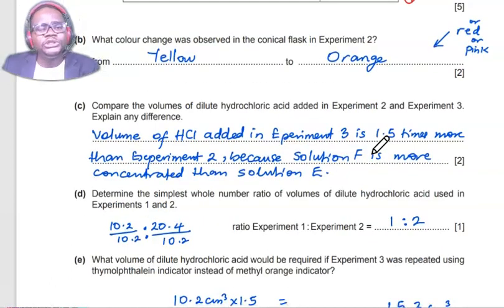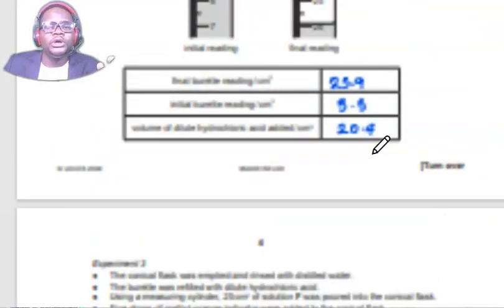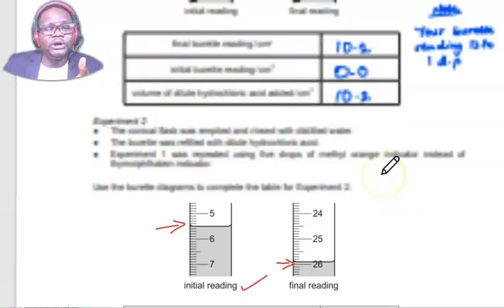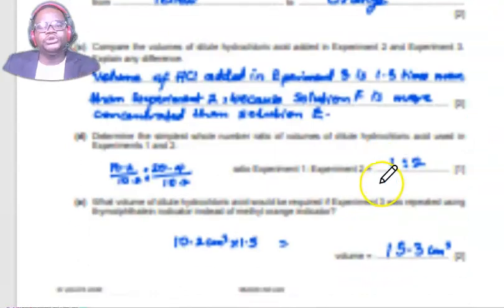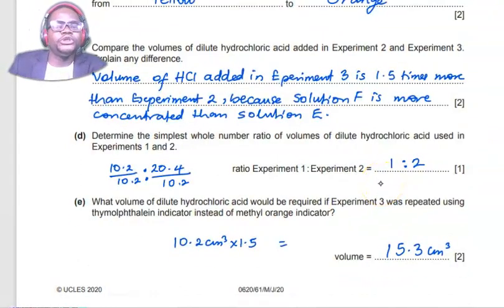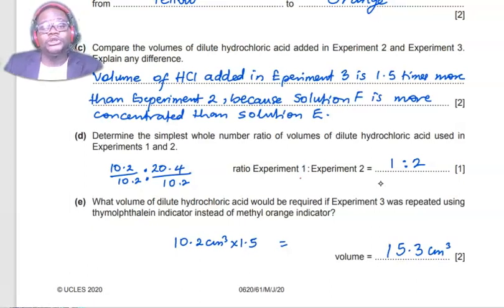Now, D, determine the simplest whole number ratio of dilute hydrochloric acid used in experiment 1 and experiment 2. So in experiment 2, we use 20.4. In experiment 1, we use 10.2. So just do the ratio of the two of them, 10.2 to 20.4. That will give you 1:2. Make sure you get your ratio properly. This is experiment 1, this is experiment 2, so that you don't switch it to write 2:1. This will not be correct.